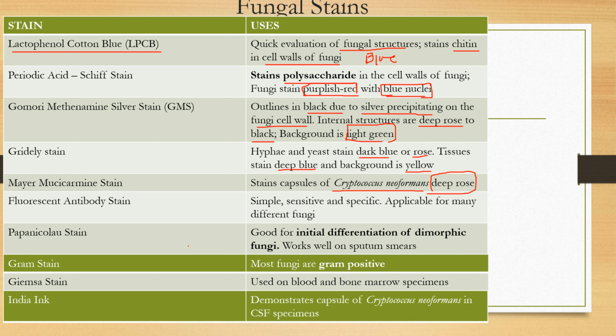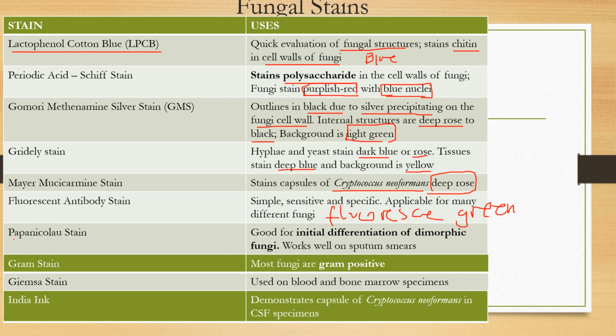Then we have your fluorescent antibody stain. This is simple, sensitive, and specific, applicable for many different fungi. In fluorescent antibody stain class, depending on the type of stain used, most of the time the fungi would fluoresce, they would shine, in the color green. Please take note of that. They would fluoresce in a green color.